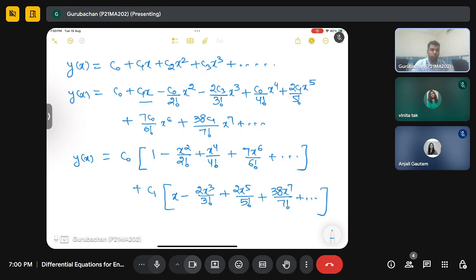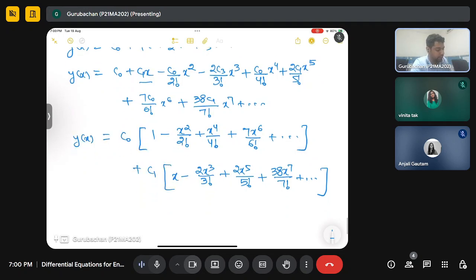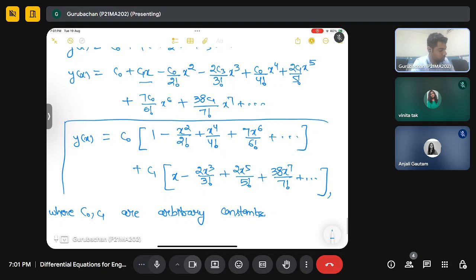Okay, so there might be some calculation error, it happens, so you may check it, but the whole idea is like this. We got our solution in terms of C0 y1(x) and C1 y2(x). Here C0 and C1 are arbitrary constants. So this is your power series solution of the given differential equation.